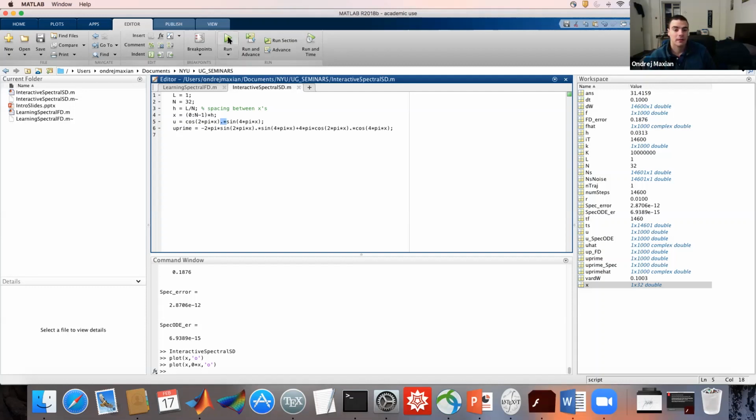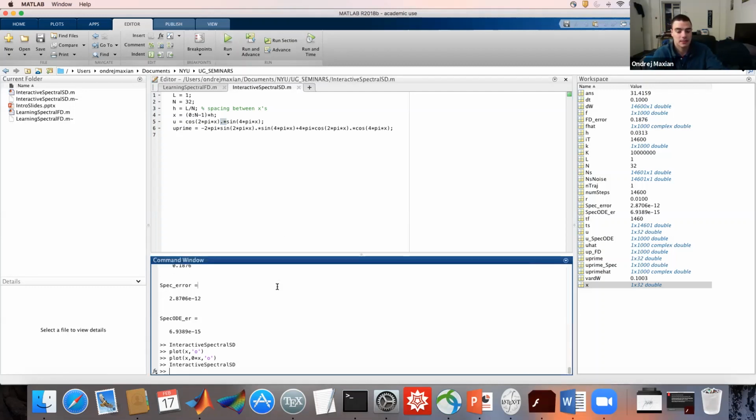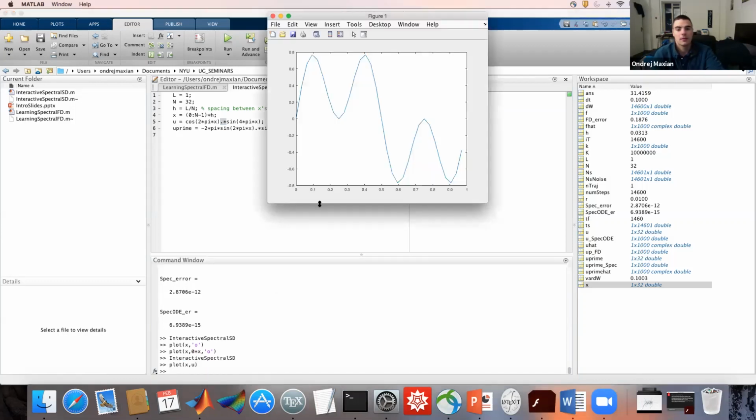So here is what the function looks like, right? It looks like it's a periodic function for sure, because it comes up here and repeats itself. But it's not really trivial, right? It looks kind of difficult to take the derivative of that. And we're going to see how the Fourier method does.